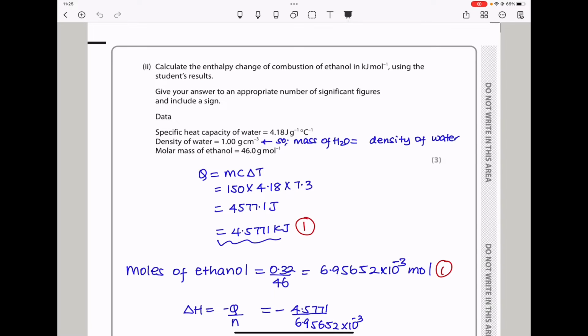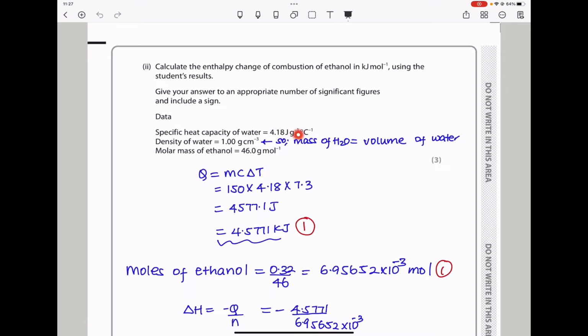Here they say, calculate the enthalpy change of combustion of ethanol in kilojoules per mole using the student's results, and give your answer to an appropriate number of significant figures and include a sign. They've given us the specific heat capacity, the density of water, as well as the molar mass of ethanol. We know that Q is mcΔT. If the density of water is 1 gram per centimeter cubed, the mass of the water is equal to the volume of water. The molar mass of ethanol is 46 grams per mole. Because we have 150 centimeters cubed, the mass is equal to 150 grams.